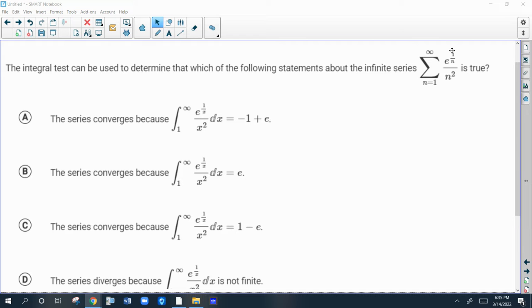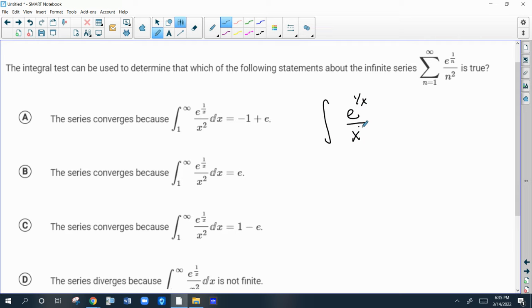It is decreasing because n squared is increasingly getting larger and larger, and this is getting smaller. It is going to be positive. We're going to use the integral test. So we're going to integrate the related function, which would be e to the 1 over x over x squared with respect to x, and we're going to go from 1 to infinity. Now, if this integral converges, we'll know that this sum also converges.